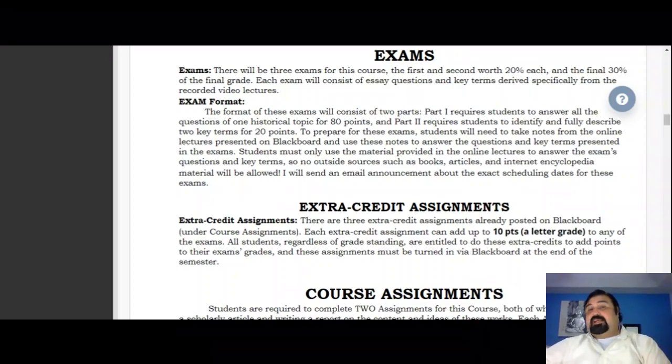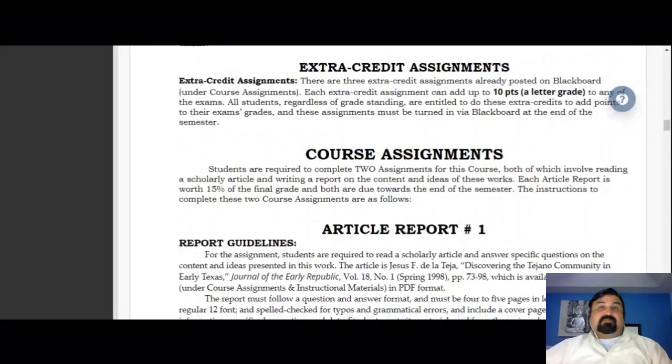Of course, if you ever need extra points, there are 3 extra credit assignments already posted on Blackboard. Under course assignments, there's a folder that says extra credits. There are 3 extra credits. They're optional, not mandatory. But each extra credit assignment can add up to 10 points to each of the 3 exams.